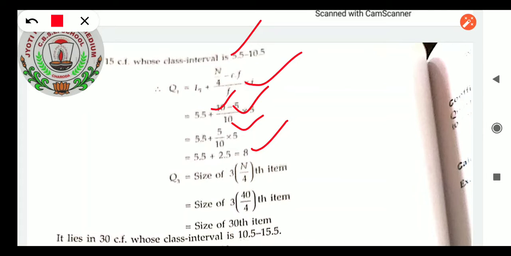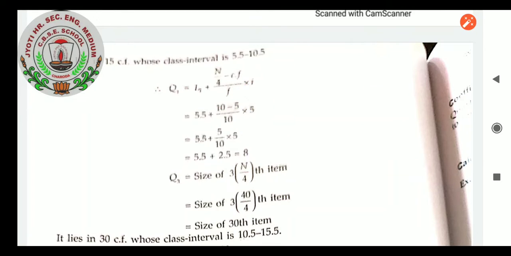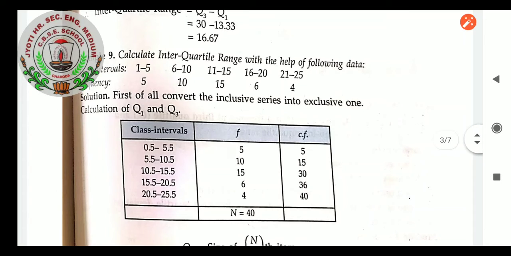Same way Q3 we have to take. Q3 equals the size of 3n by 4th item. Size of 3 into, what is the total of F? 40. 40 divided by 4, it is 10. 10 into 3, here it comes 30. So the size of the 30th item, let us see from the tabular data. The 30th item lies in the CF 30.